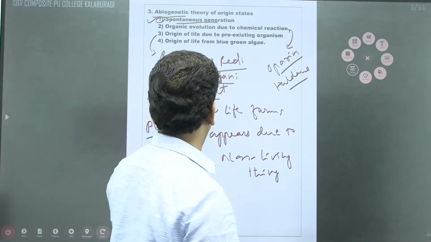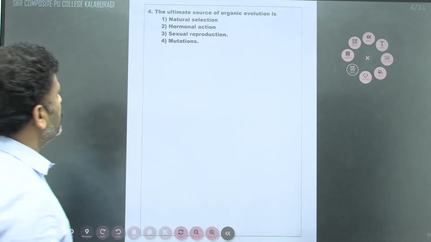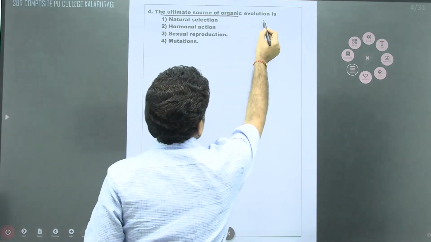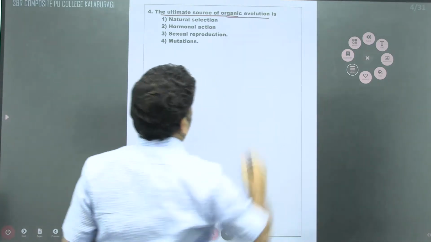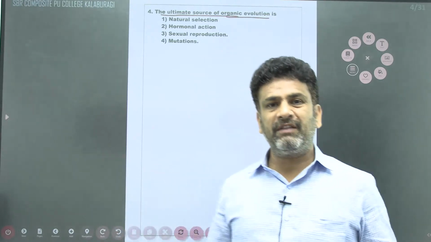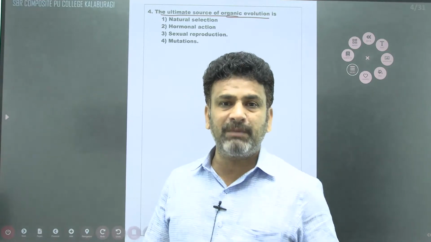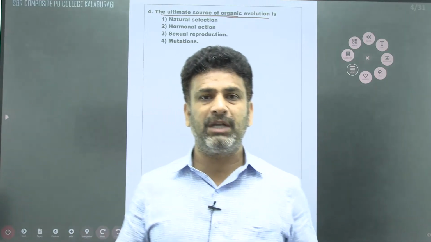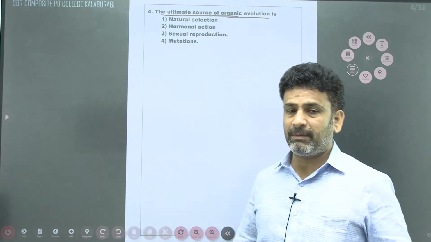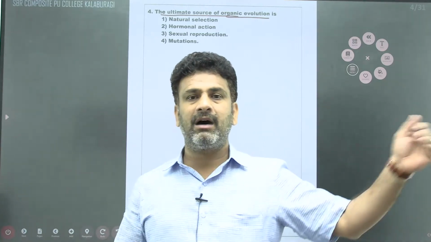Next, the ultimate source of organic evolution is. So here see the ultimate source of organic evolution. Organic evolution is nothing but the formation of new species from the existing one, so that there will be a diversity of species we are going to observe within a population or a community. So that leads to organic evolution. That means the formation of new species from the existing individual is called organic evolution.